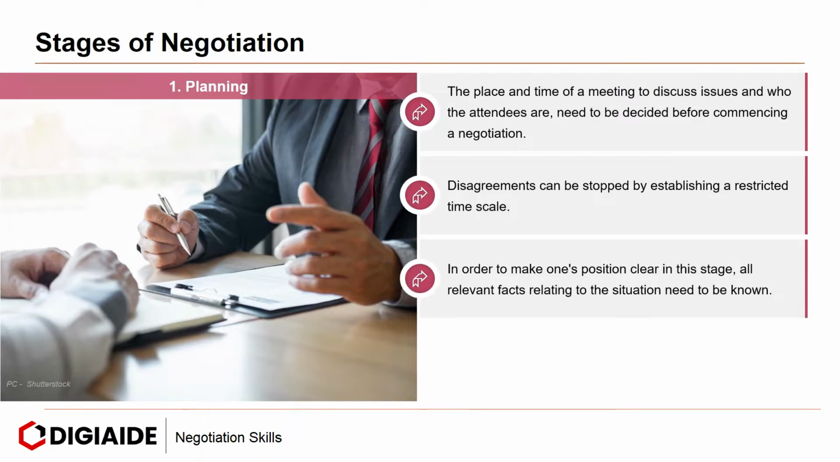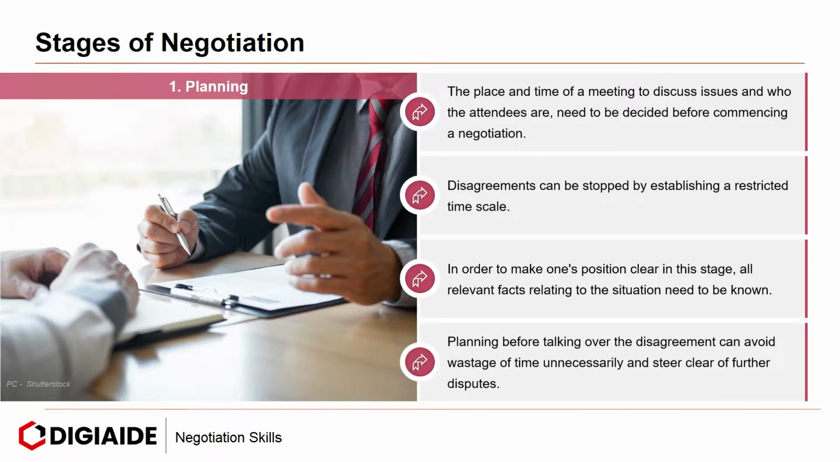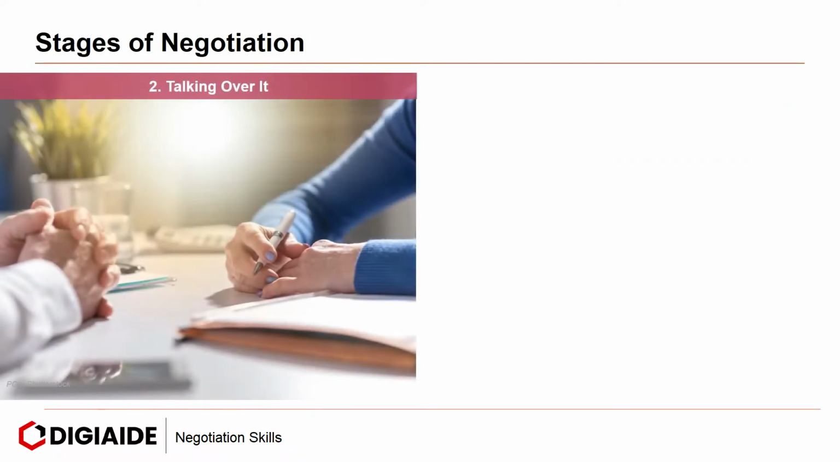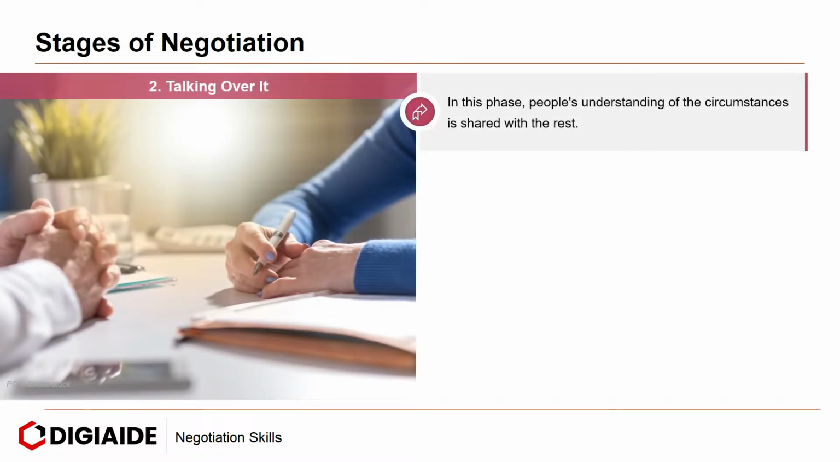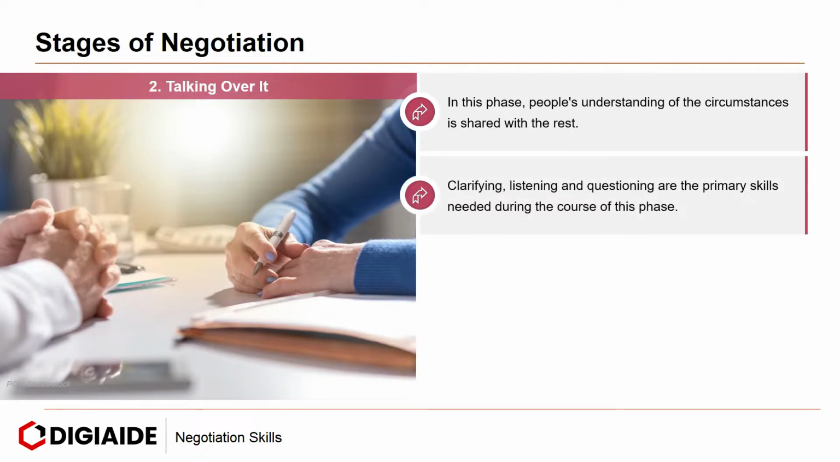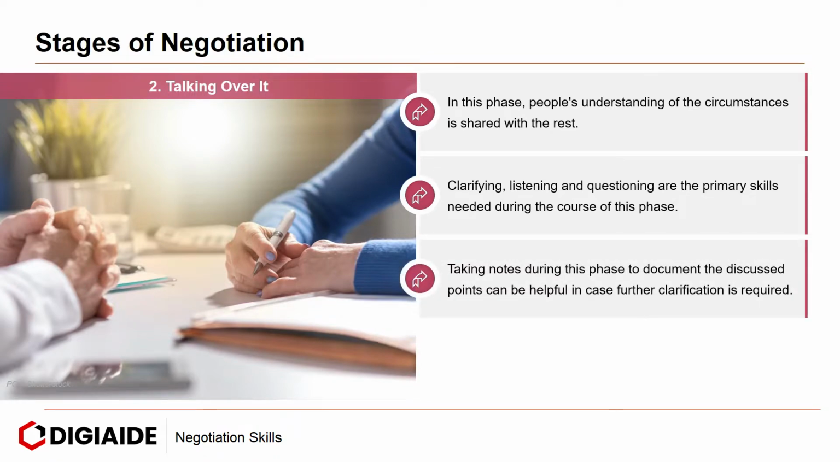In order to make one's position clear in the stage, all relevant facts relating to the situation need to be known. Planning before talking over the disagreement can avoid wastage of time unnecessarily and steer clear of further disputes. Next, talking over it. In this phase, people's understanding of the circumstances is shared with the rest. Clarifying, listening, and questioning are the primary skills needed during the course of this phase. Taking notes during this phase to document the discussed points can be helpful in case further clarification is required.